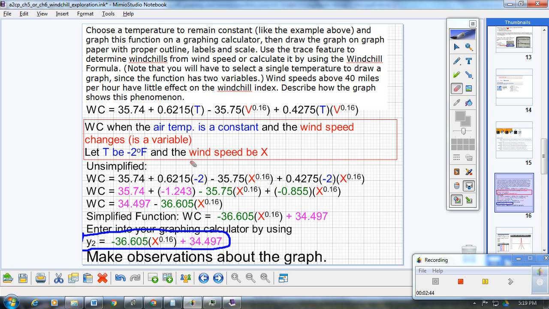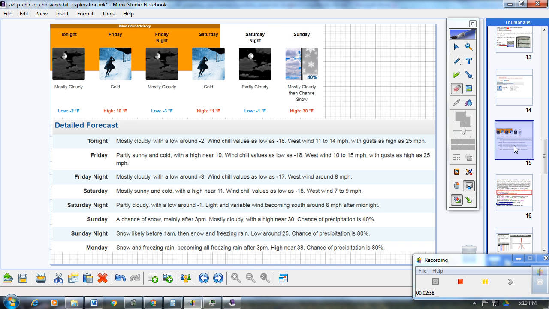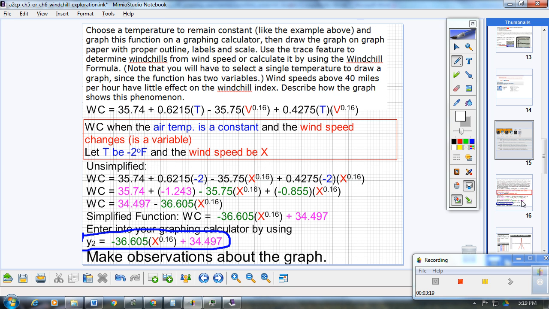So why did I let my temperature be -2 degrees Fahrenheit? Because look at the forecast tonight. Mostly cloudy with a low around -2. Now it tells me what the wind chill values are going to be, but that kind of takes the math out of it. So we'll go ahead and ignore that for now, that they're telling us the wind chill values are going to be -18, because we're going to make some calculations here. We're going to plug this into a function, and it's going to be a great time.